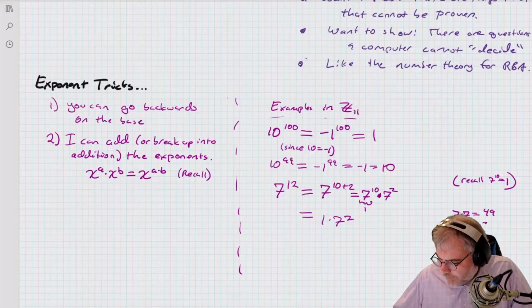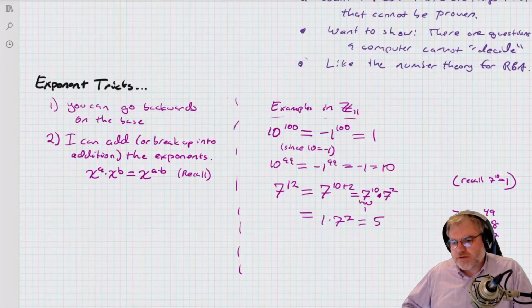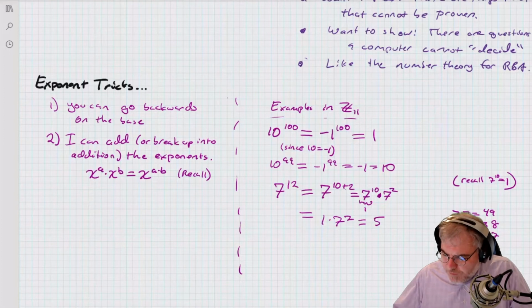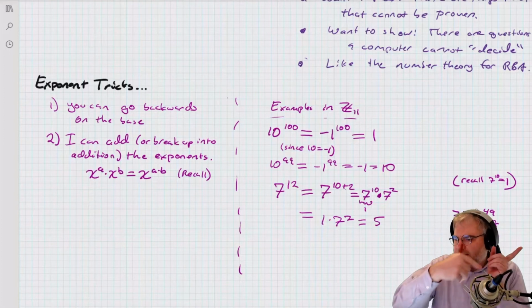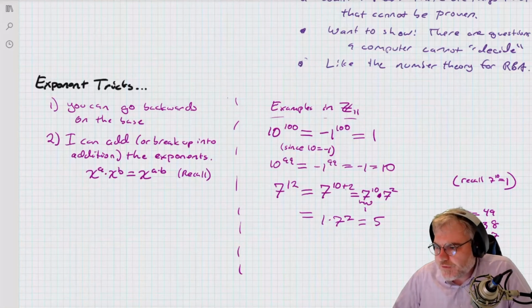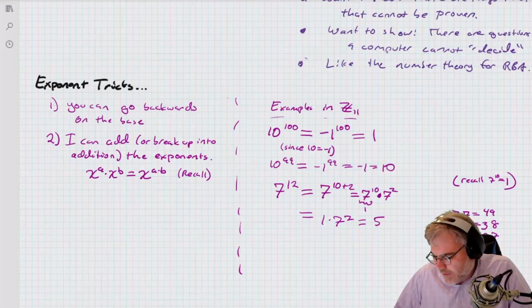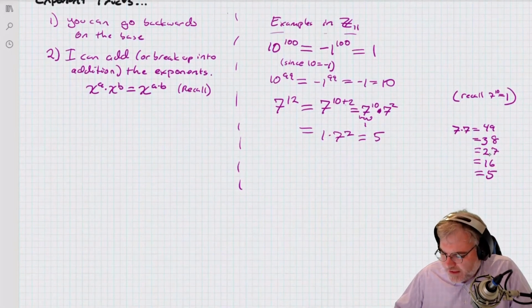It's 49. 7 times 7 equals 49, which equals, I subtract 11. All right, so my brain's not working here. 38. I subtract 11 again, and I get 27. I subtract 11 again, and I get 16. I subtract 11 again, and I wind up with 5. Okay? 10 equals negative 1 because we're dealing in mod 11. So I go back 1 instead of going forward. If I take negative 1 and I add 11, I get 10. Or if I take 10 and subtract 11, I get negative 1. So I can do these things.